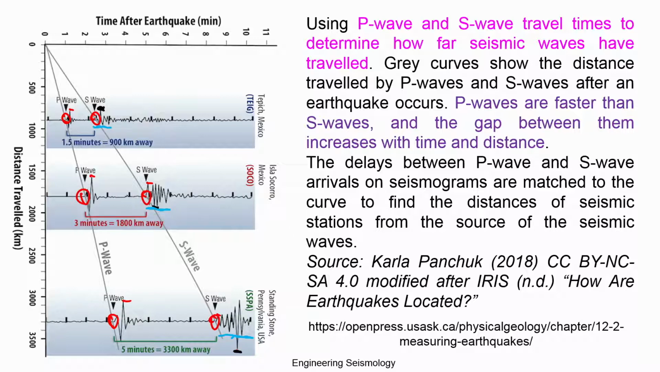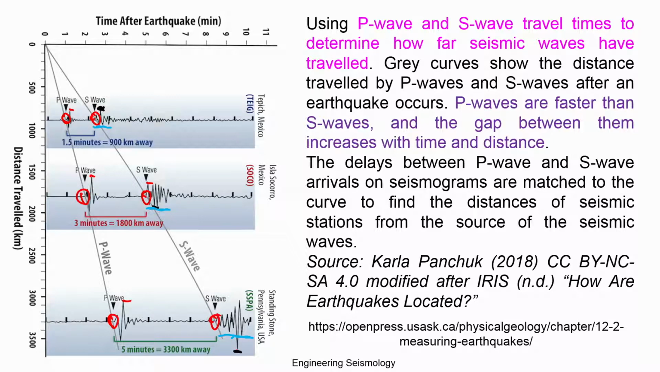As we know, the P waves are faster waves which arrive first, and the S waves arrive later. The S and P wave time difference determines how far the seismic waves have travelled from the seismic station. So, the delay between the P and S wave arrivals on the seismogram is matched to the curve to find out the distance of the seismic station from the source of the seismic waves.